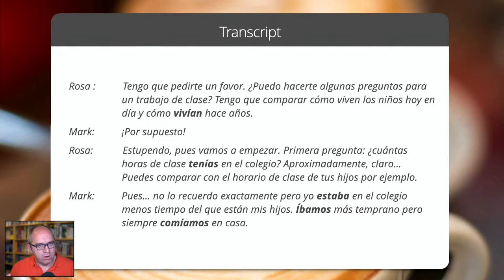Íbamos, there we've got ir, one of our irregular verbs, but of course we can understand it because it's very straightforward. Íbamos más temprano. We went there earlier, pero siempre comíamos en casa, but we always had lunch at home. So the idea there is by the time we finished school, we came home for lunch. So the situation here is a Spanish school context. So you go early in the morning, but then you come back before your lunch, which would be mid-afternoon within a UK context anyway. So that's the first part of the conversation.